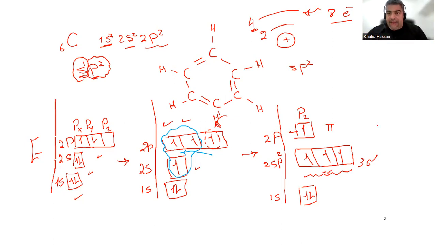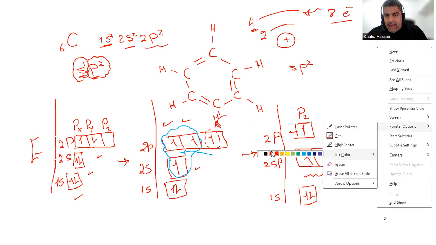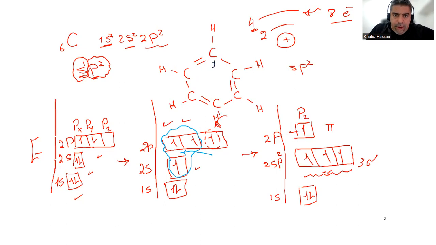Let's check. Where are they? This is, for example, I will look for this carbon. Sigma bonding between C and C. Sigma bonding between C and H, and sigma bonding between C and C, and the second one will be a pi bonding. Yes, exactly.